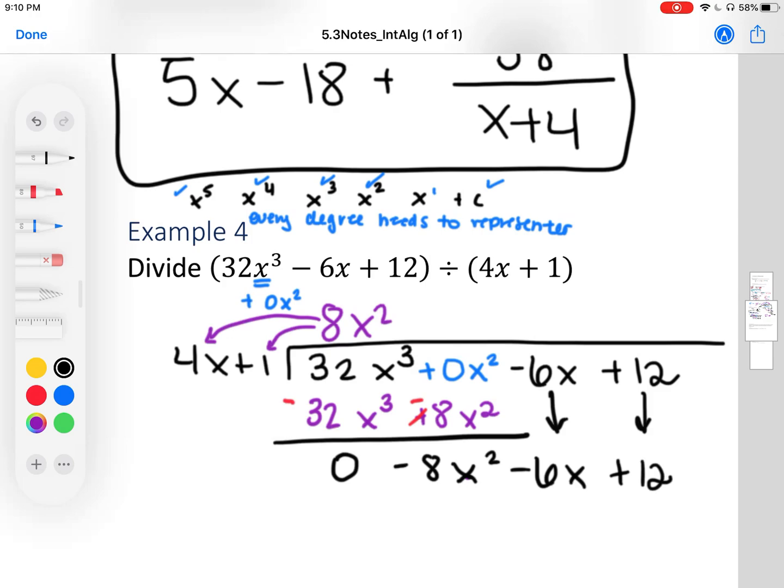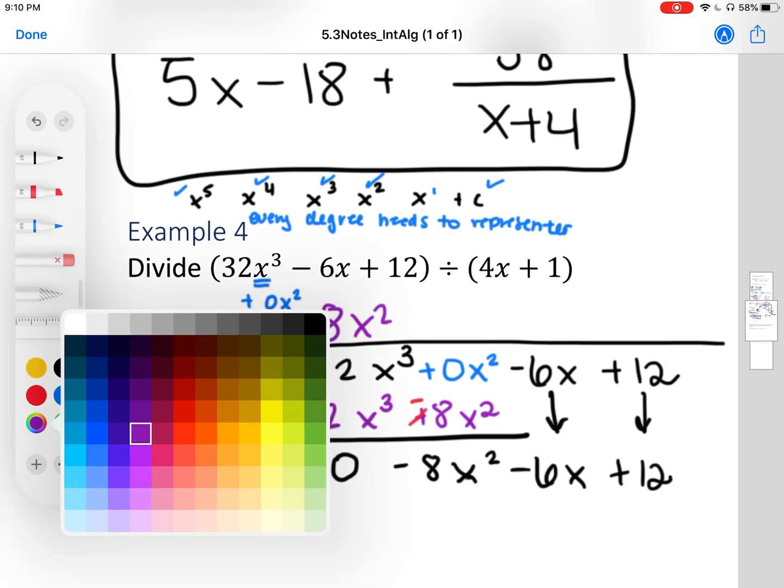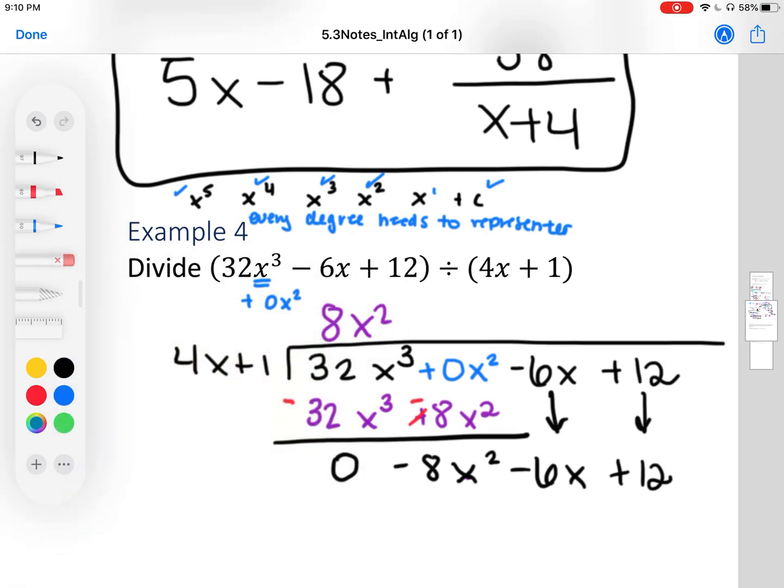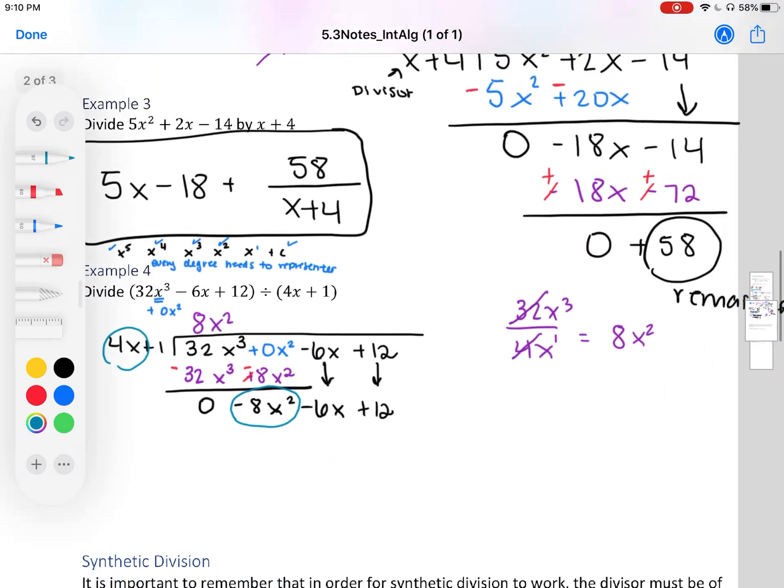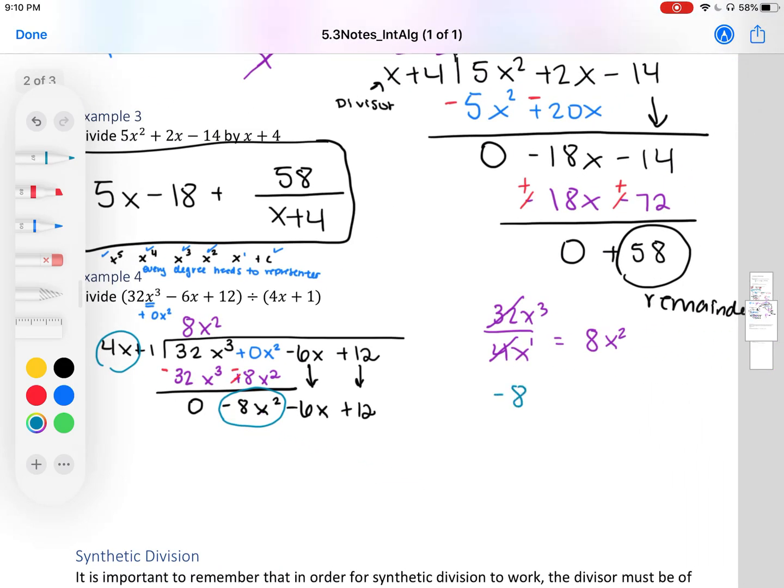Okay, let's repeat this again. So let's divide negative 8x squared by 4x. Negative 8x squared by 4x. We get negative 2x.